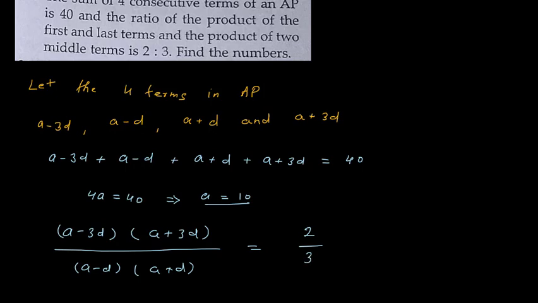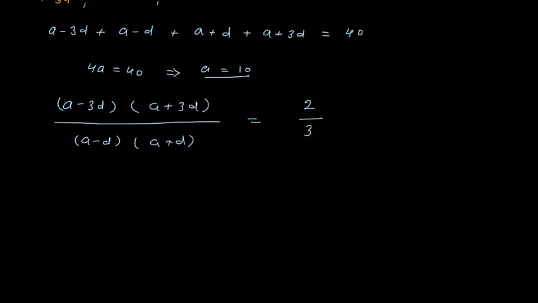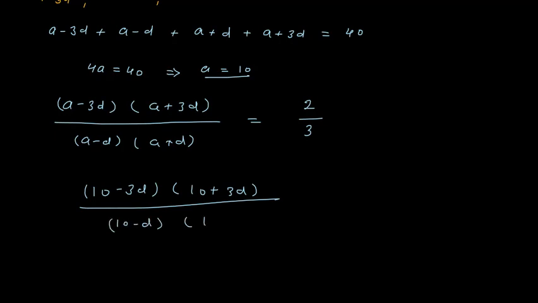The ratio of the product of the first and last terms to the product of the middle two terms is 2 ratio 3. Find the numbers. The sum of 4 consecutive terms is already given, and now we have found a. So let us put the value of a here: 10 minus 3d into 10 plus 3d, divided by 10 minus d into 10 plus d, is equal to 2 divided by 3.